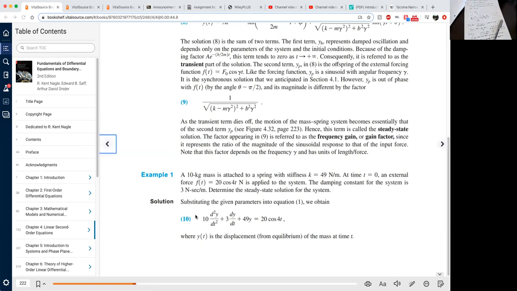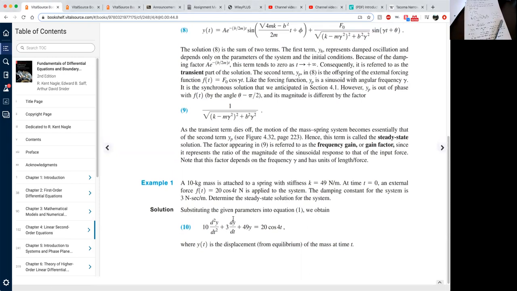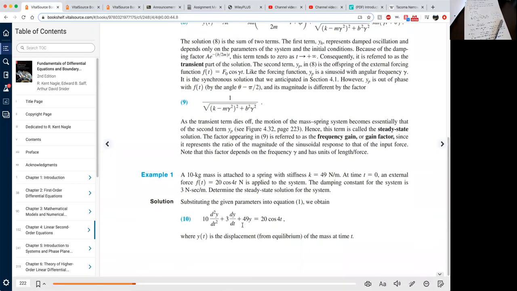Let's figure out the differential equation, the model. We substitute all the parameters into the non-homogeneous differential equation. Then we get 10 y double prime plus 3 y prime plus 49 y equals 20 cosine 4t. The damping constant is 3, as the problem says. And y(t) represents the displacement from the equilibrium of the mass at time t.